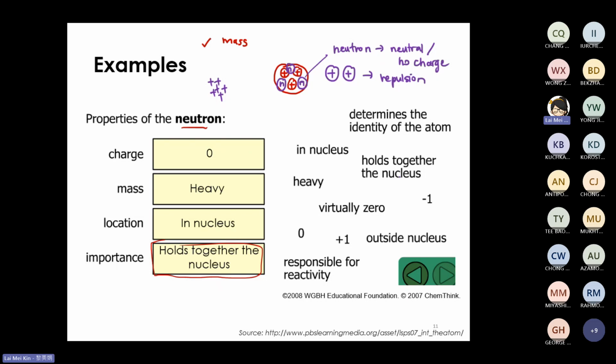What happens if your protons repel? What's the meaning of repulsion? Okay, they'll be as far away as possible. Because proton, positive, they repel, so they'll be very far from each other. So what happens if you put some neutral charge in between? Okay, it sort of neutralizes the repulsion.